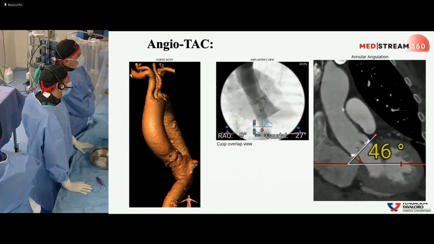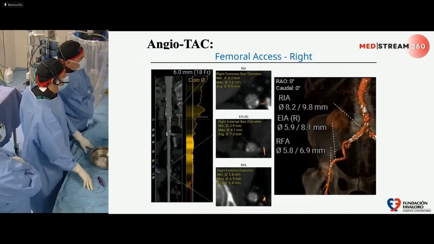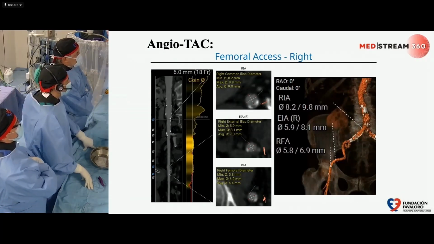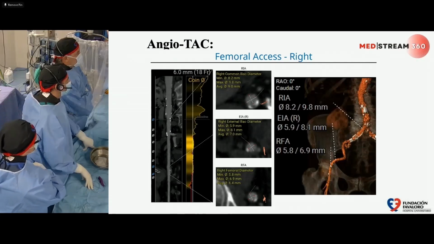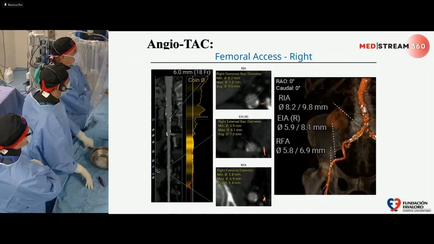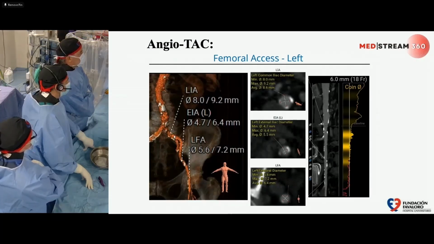And here the aortic angulation is 46, which is not significant. Next. And here the iliac axis, which is the right femoral artery, is 5.8 by 6. A little bit more tortuous than the previous case, with some calcification at the bifurcation of the common iliac artery. Next. But anyway, we had decided to go by the right femoral.